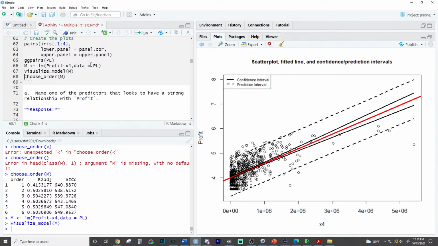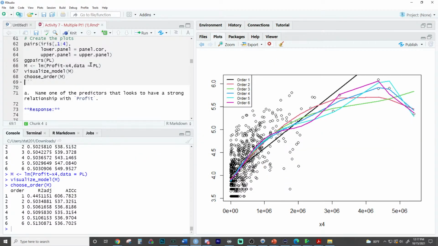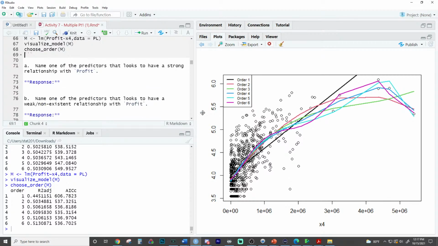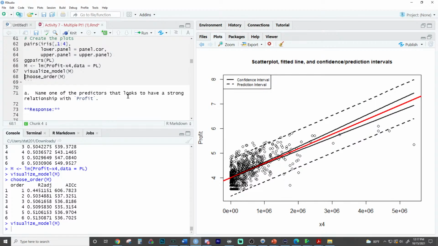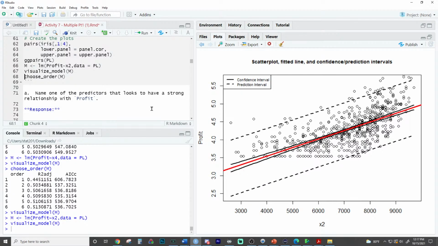X4 looks to have maybe a bend at the end, and take a look, it does. So there's maybe a bend through X4 because the line maybe doesn't do as well, and we'll be going over these next week on how to use the choose order. But all we're thinking about right now is, does a line go through the data? Does a line go through this? Maybe not so well. Does a line go through this? Maybe not so well. It kind of bends.